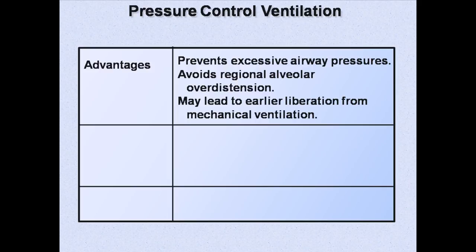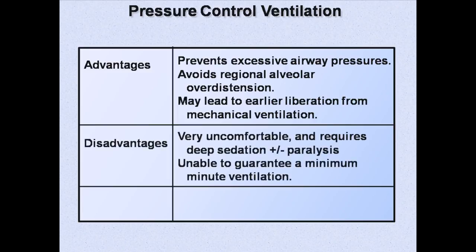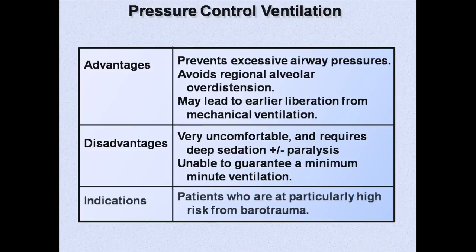It helps prevent excessive airway pressures, avoids regional alveolar overdistension, which can lead to lung injury and worsened VQ mismatch, and may lead to earlier liberation from mechanical ventilation. Unfortunately, it is very uncomfortable and requires deep sedation plus or minus paralysis. It is also unable to guarantee a minimum minute ventilation. The major indication for pressure control ventilation is a particularly high risk of barotrauma.